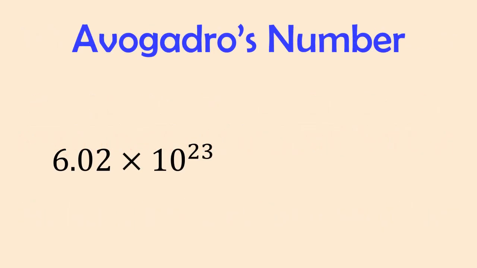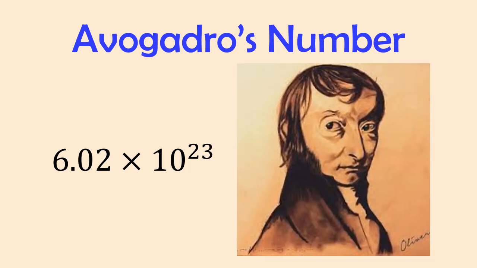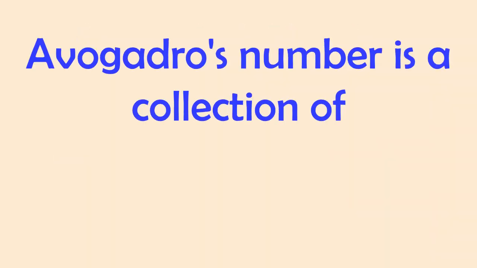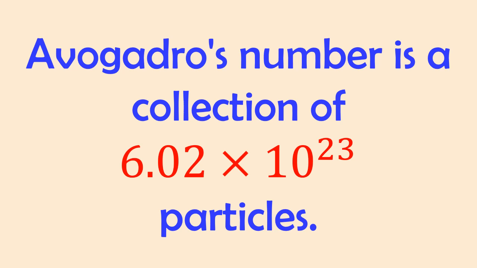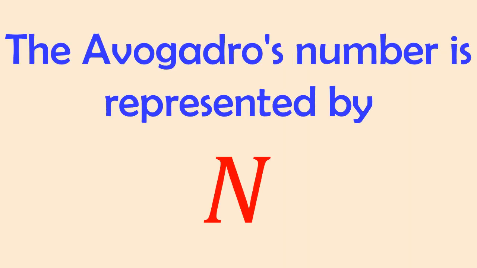This number is known as Avogadro's number, as this was given by Amedeo Avogadro, the great scientist. Hence, we can say that Avogadro's number is a collection of 6.02 into 10 raised to the power of 23 particles, or the things which you want to count. The Avogadro's number is represented by capital N subscript capital A.